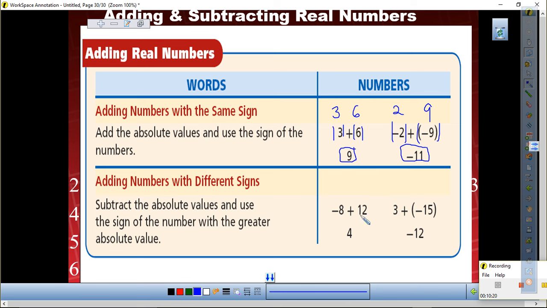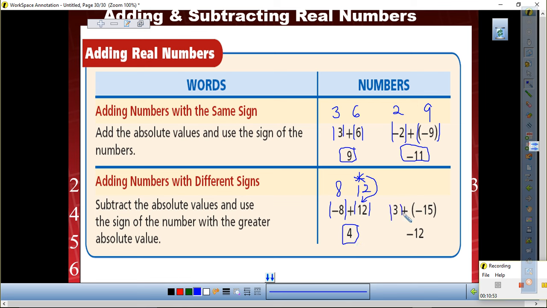So look at these. Now these are two numbers with different symbols. Let's see. Absolute value of negative 8 is 8. Absolute value of 12 is 12. Since they have different symbols, I'm going to subtract these. What is 12 minus 8? 4. And then I look at the greatest absolute value. The greatest one is 12. What was the original symbol of the 12? Positive. That's why this one stays a positive.